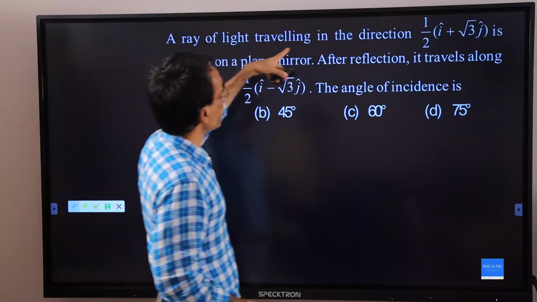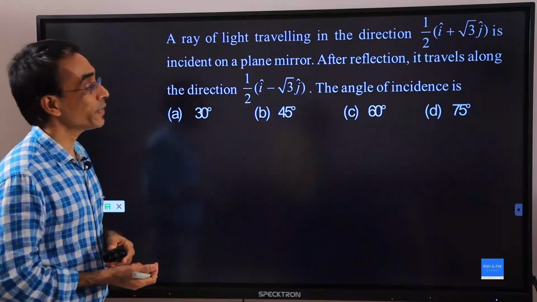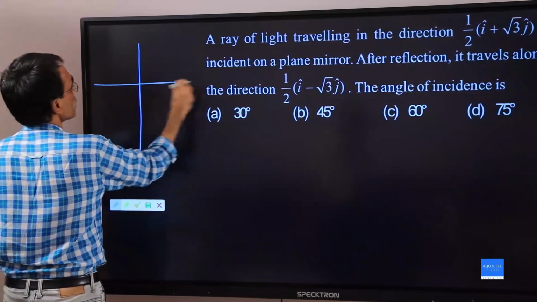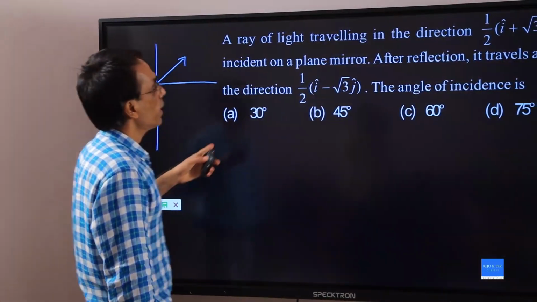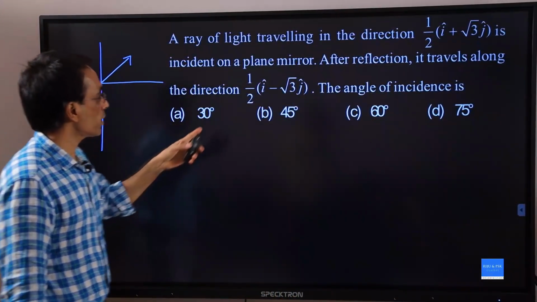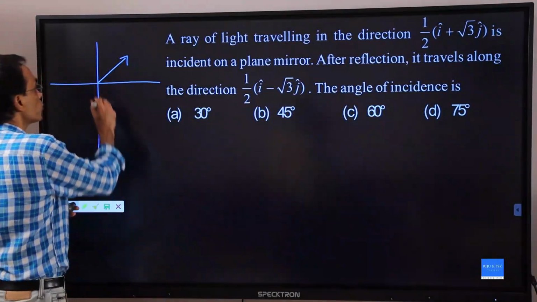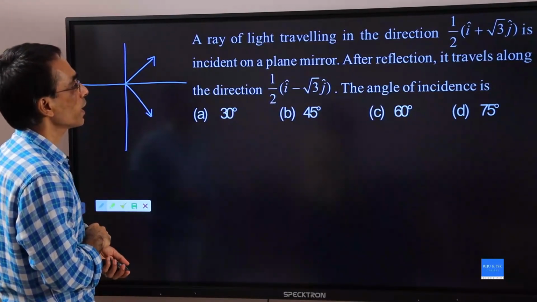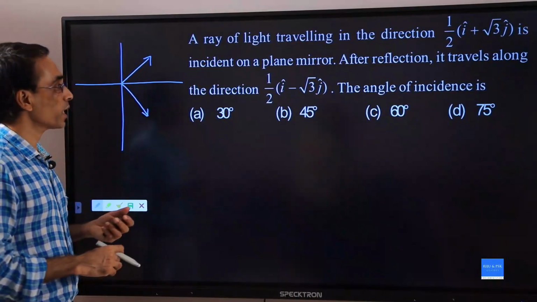There is a ray of light traveling in the direction half i plus root 3 j. Which quadrant is this? This must be in the first quadrant. So there is a ray going like this. After reflection from a plane mirror, it travels along the direction half bracket i minus root 3 j. So this must be the fourth quadrant. So this must be traveling like this. What is the angle of incidence? That's the question. What is the angle of incidence?